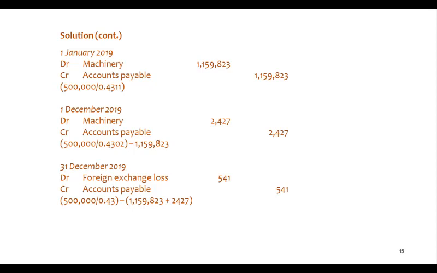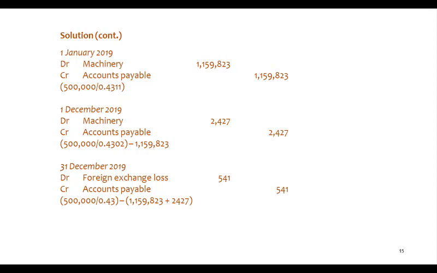To journalize, on 1st January 2019, we will record the machinery on debit and then on credit accounts payable. Again, you have to convert the amount from New Zealand dollars into Papua New Guinea kina. The next journal entry is on 1st December 2019. As you can see, instead of foreign exchange loss, we are debiting machinery and then crediting accounts payable.